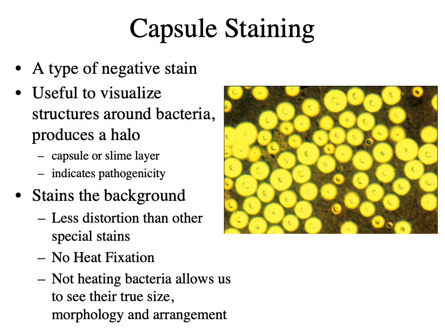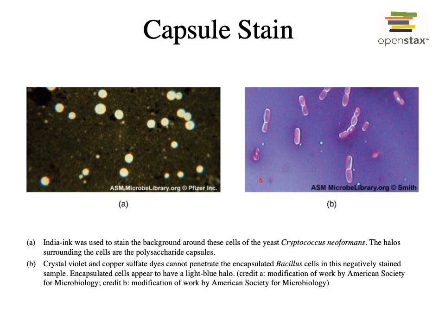So the capsule stain will stain that background and it will repel against that bacteria, so it does only stain the background. And you will use a counterstain to stain the inside of that bacteria. There's no heat fixation, just like in the previous negative stain that we did. So there's no distortion of that bacteria, and you'll be able to see the true morphology and the arrangement.